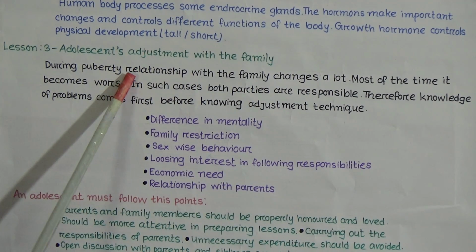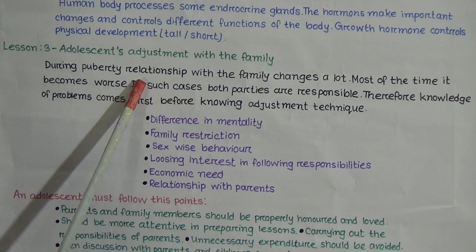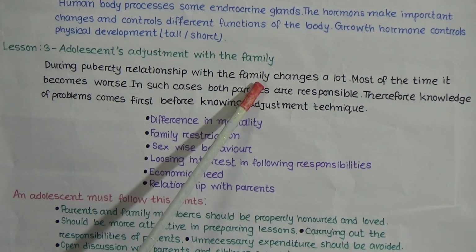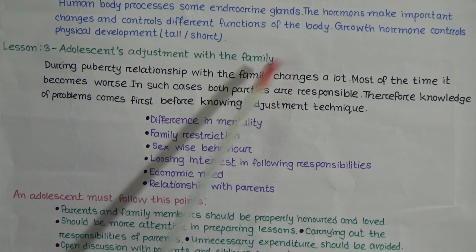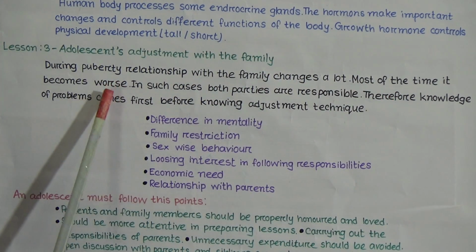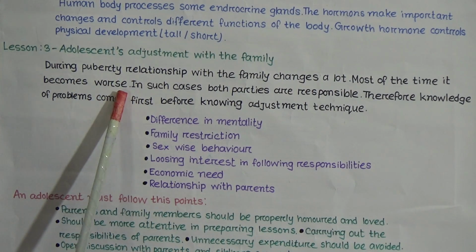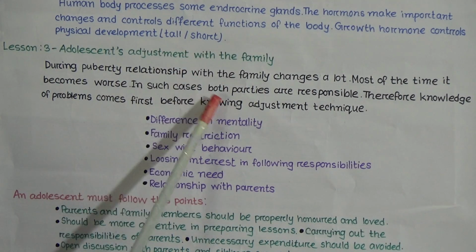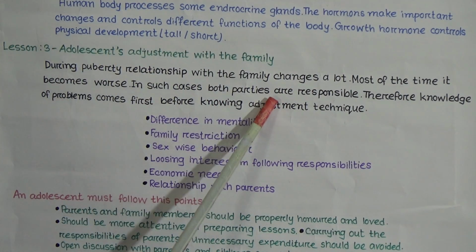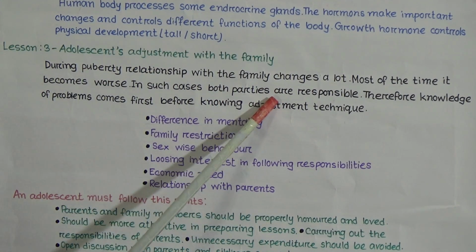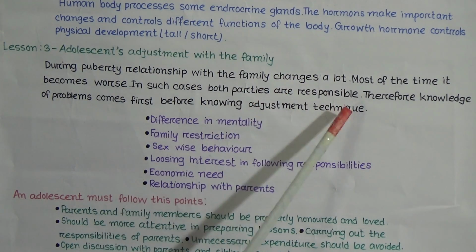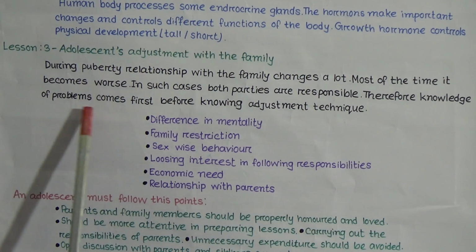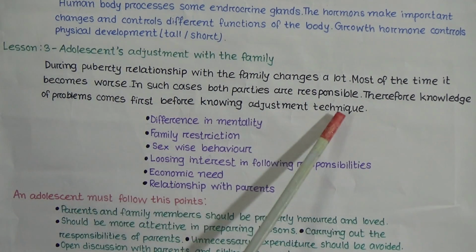So when a child is going through the time of puberty, the relationship with the family, basically with the parents, is affected very much, and sometimes we find the relationship is very bad. Both parties are responsible, because the parents don't want to understand their children, and the children don't want to share anything with their parents. That's why the situation is worse. Therefore, knowledge of problems comes first before knowing adjustment techniques.